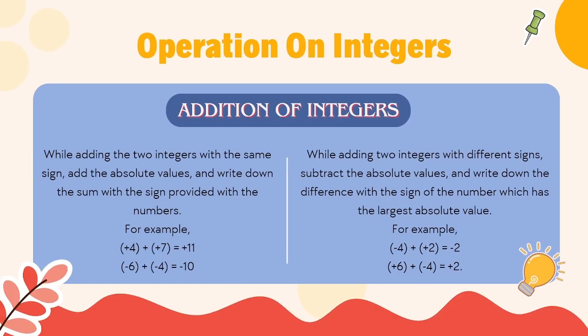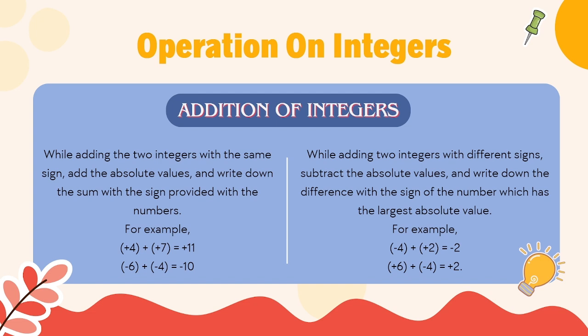Next, operation on integers. Addition of integers. While adding two integers with the same sign, add the absolute values, and write down the sum with the sign provided with the numbers. For example, positive 4 plus positive 7 equals positive 11. Negative 6 plus negative 4 equals negative 10.